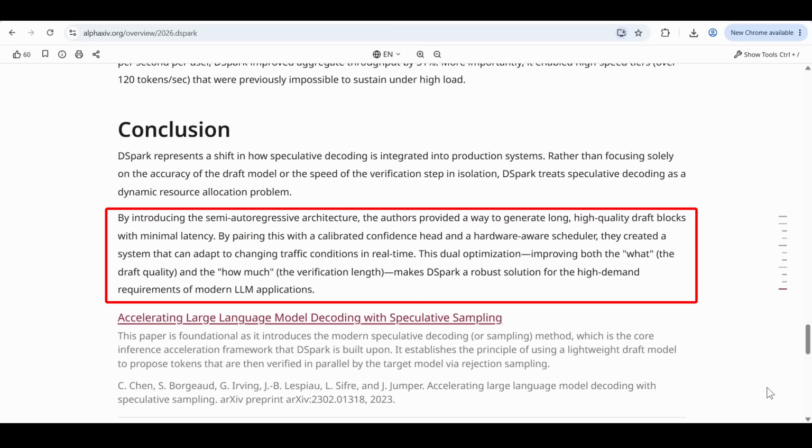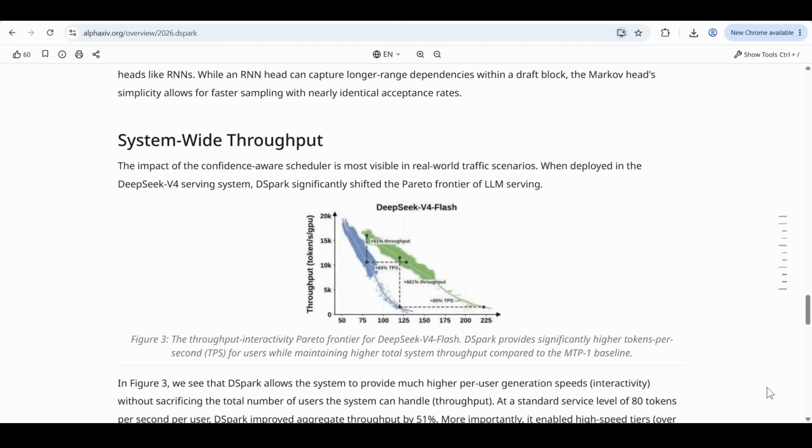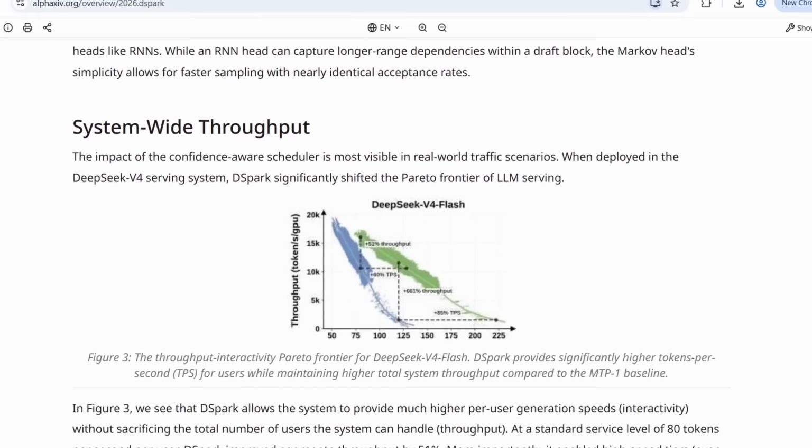So DSpark runs an adaptive scheduler that watches GPU load in real time. The result is that the system stays efficient under pressure instead of falling apart. In production on real DeepSeek user traffic, this combination gave them 60 to 85% faster generation per user compared to their previous setup. That's the graph right there.